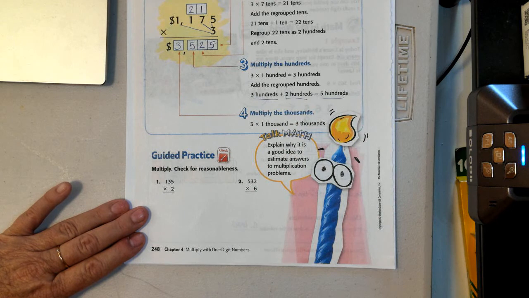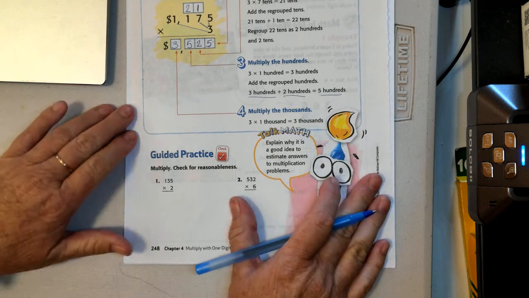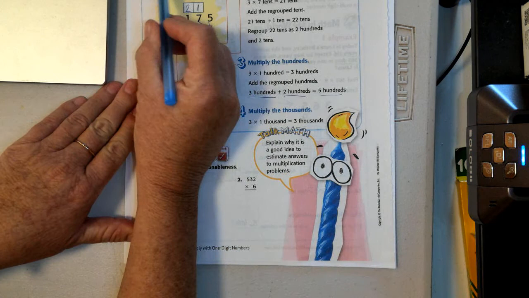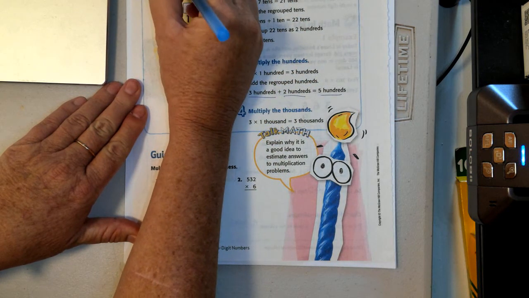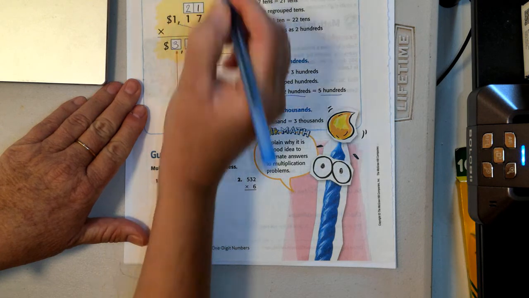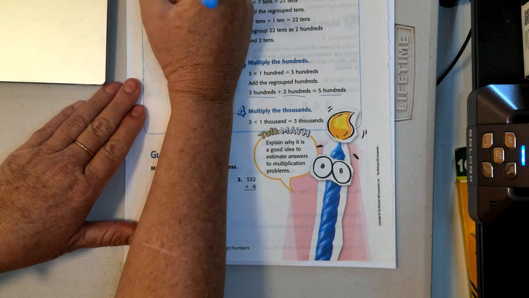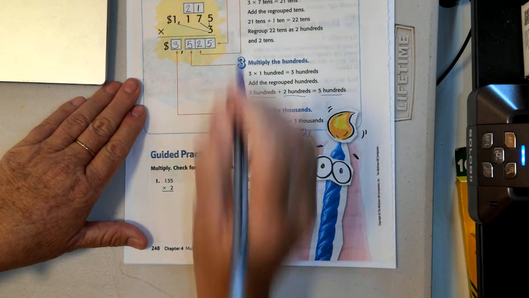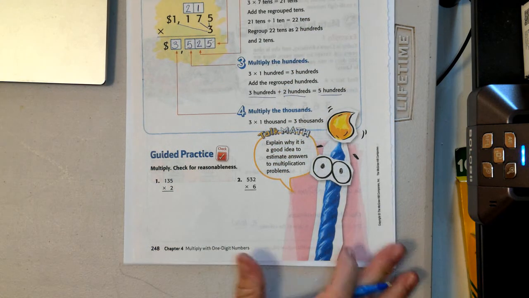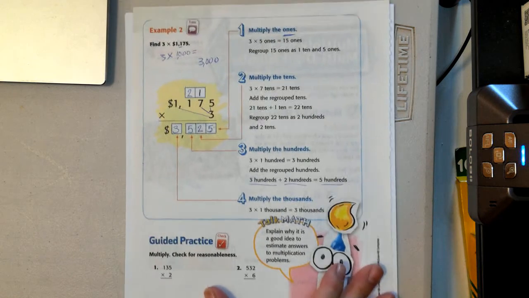And if I wanted to check for reasonableness, I could. I would have made this about, this is 1, so this would have been about 1,000. So that would have given me 3 times 1,000 would be 3,000. You can also check it using the area model way, which I recommend.